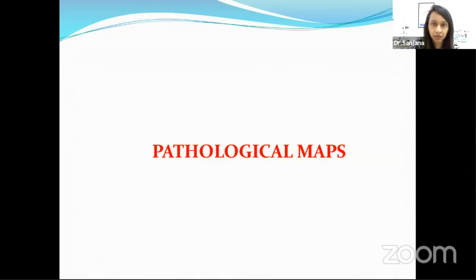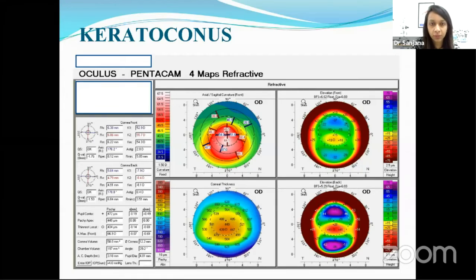Now, we'll look at certain pathological maps. Whatever basic interpretation I've covered is just the very basic that we need to know. Of course, there's a lot more to it, but these are the bare minimum that residents or general ophthalmologists should know to identify whether the scan is normal or abnormal. Now, let's look at this scan. This is very clear that it's a case of keratoconus.